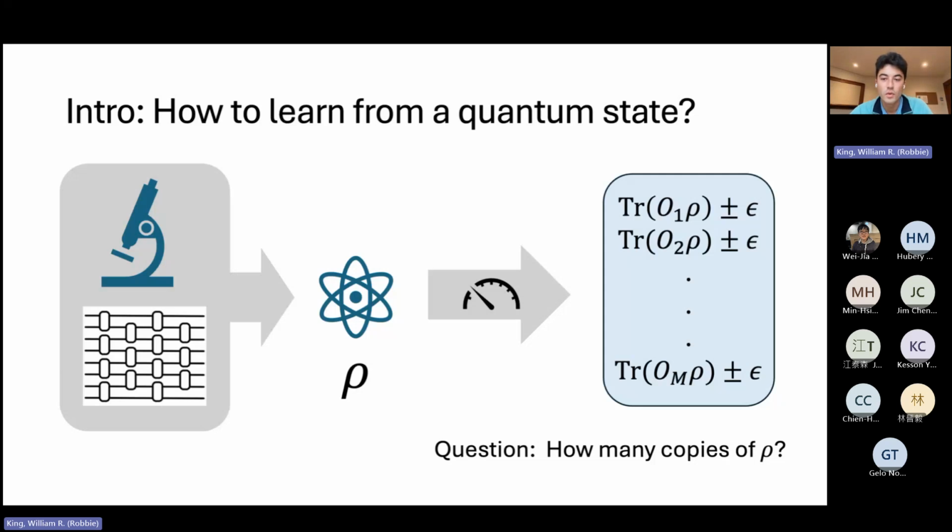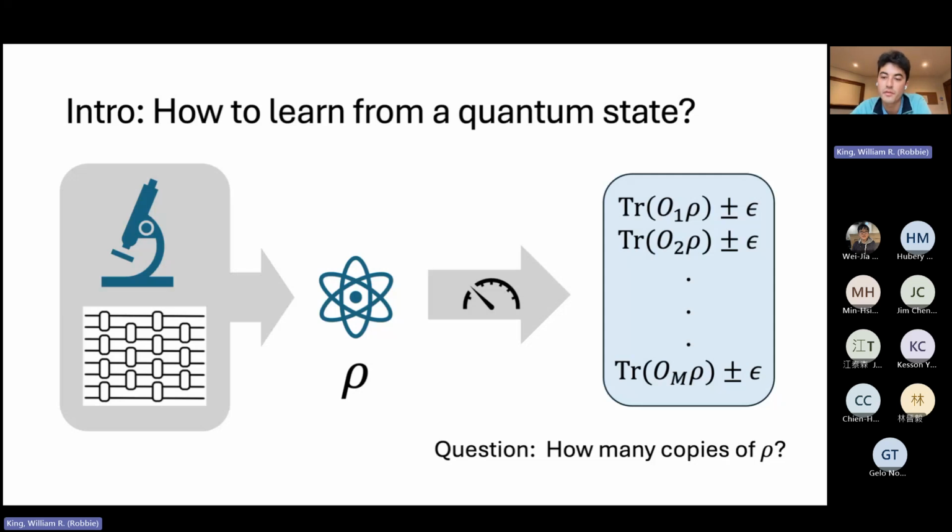So what is the setting? We are given access to copies of an unknown quantum state rho, and these could come from an experiment that you do in some physical setting, or in the future, from a quantum algorithm that you run on your digital quantum computer. This might be some many-body, highly entangled state, and we'd like to learn a series of features about the state, which you can often represent as a list of expectation values.